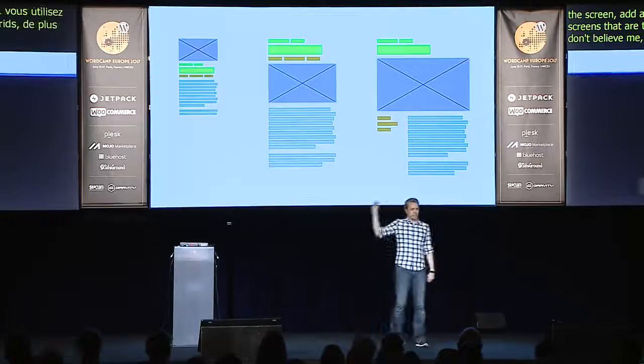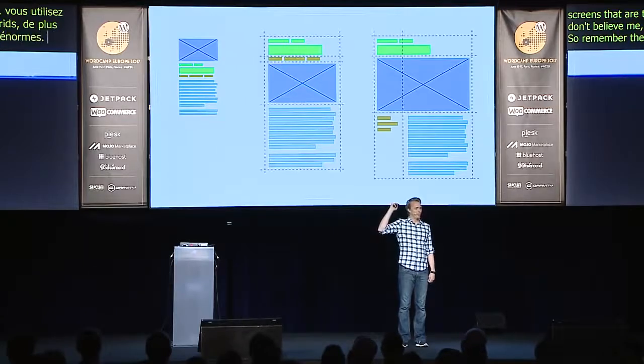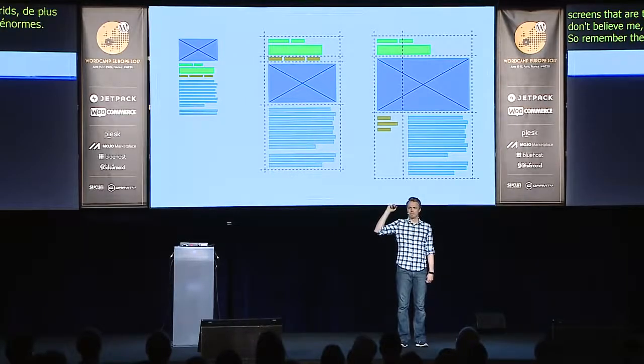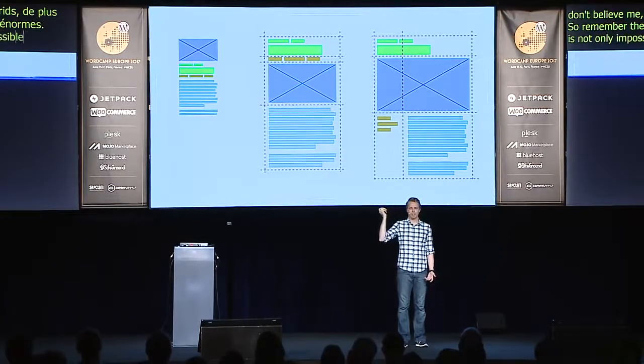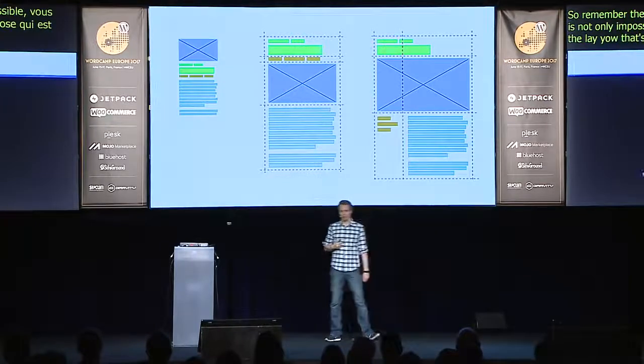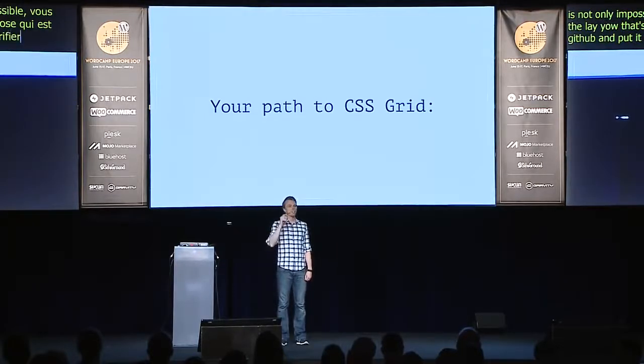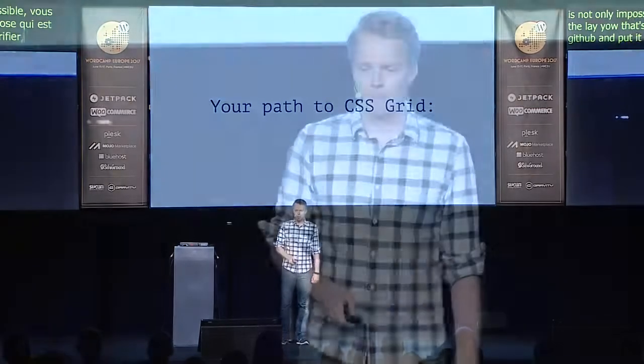So, remember the layout I drew? That was impossible. If you apply grid to it, it's not only possible, it's something that makes sense and just works. And it's the layout that's in the new theme on my website, and you can go check it out on GitHub and put it on your own site as well. Your path to CSS Grid starts here, today, right now.